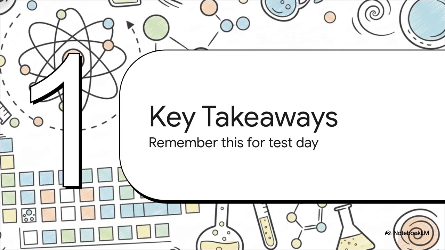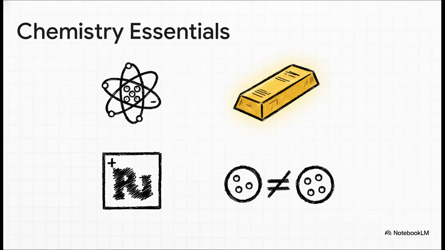So, let's quickly recap the absolute essentials you need to lock in for test day. Here are the 4 big takeaways. Number 1, every atom has positive protons, neutral neutrons, and negative electrons. 2, an element is just a pure substance made of only one kind of atom. 3, the atomic number is just a fancy name for the number of protons. And finally, and this is the most important one, that proton count is the unique ID for every single element.